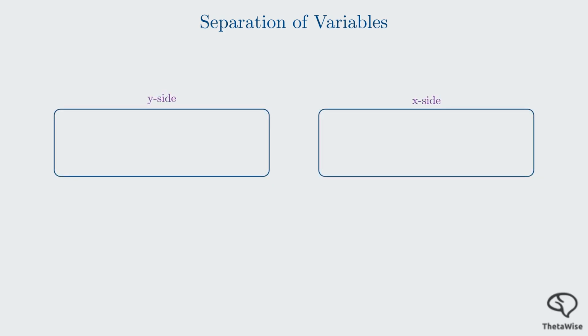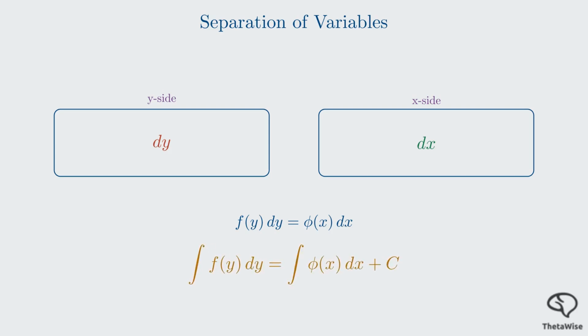The first solving method in the notes is separation of variables. Its goal is to put every expression involving y with dy on one side and every expression involving x with dx on the other. In symbols, we aim for f of y dy equals phi of x dx. Then we integrate both sides. The integral of f of y dy equals the integral of phi of x dx plus c. The constant is essential because indefinite integration produces a family of solutions.